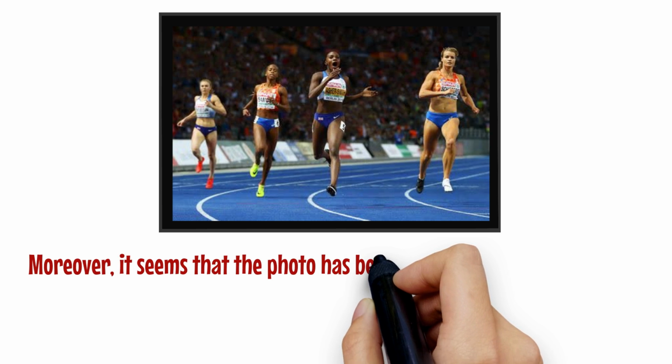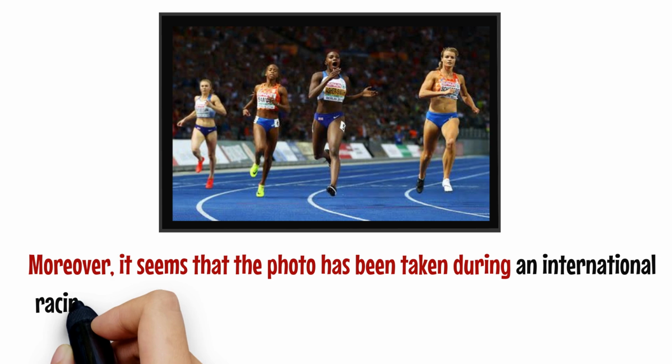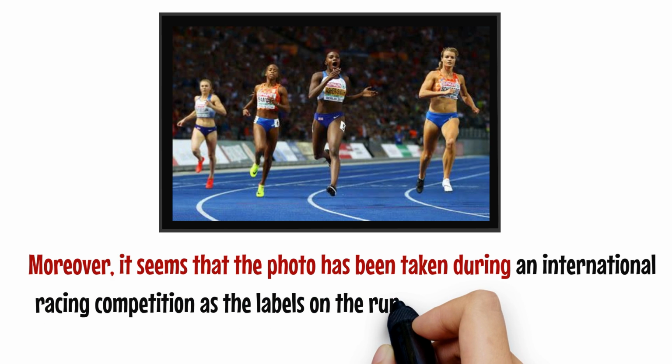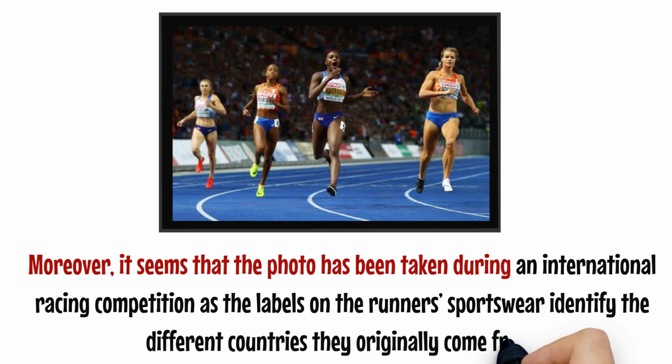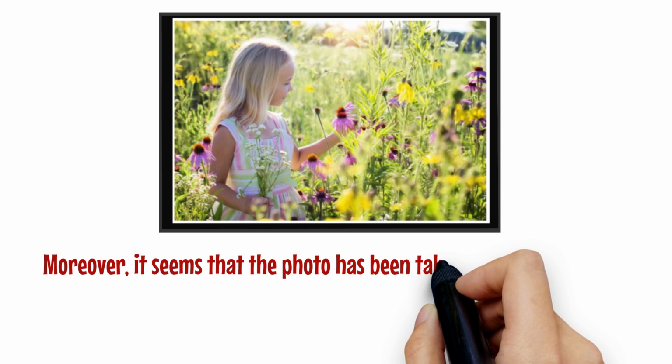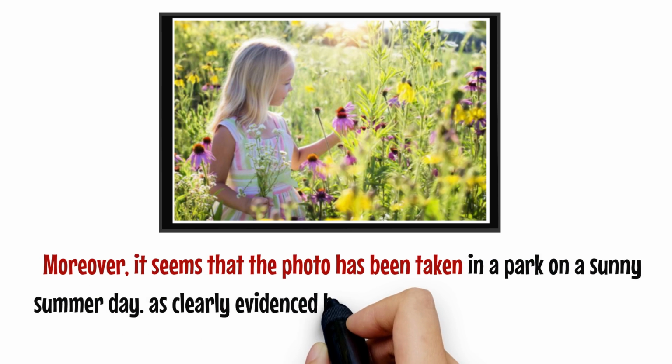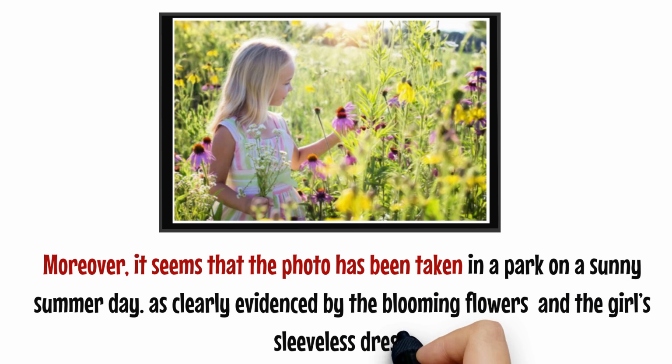Moreover, it seems that the photo has been taken during an international racing competition, as the labels on the runner's sportswear identify the different countries they originally come from. Moreover, it seems that the photo has been taken in a park on a sunny summer day, as clearly evidenced by the blooming flowers and the girl's sleeveless dress.